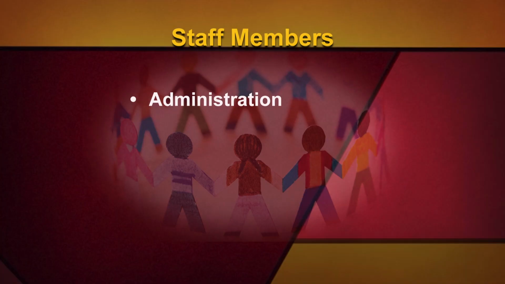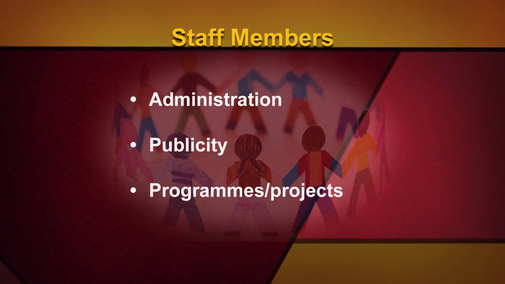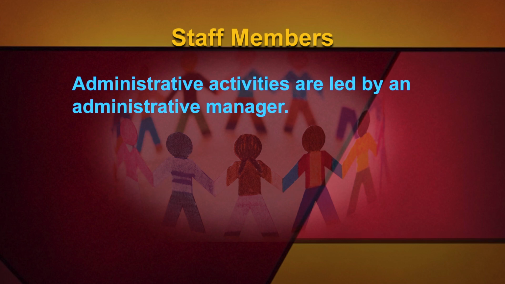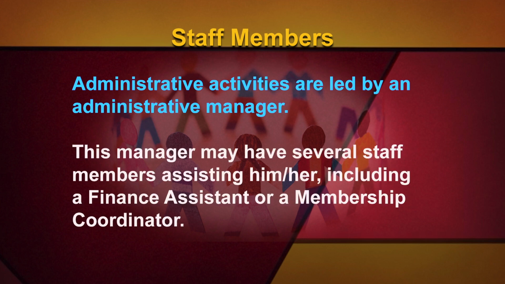Staff members of an NGO fall in three groups: responsible for activities related to 1. Administration, 2. Publicity, and 3. Programs or projects. 1. Administrative activities are led by an administrative manager. This manager may have several staff members assisting him or her, including a finance assistant or membership coordinator.